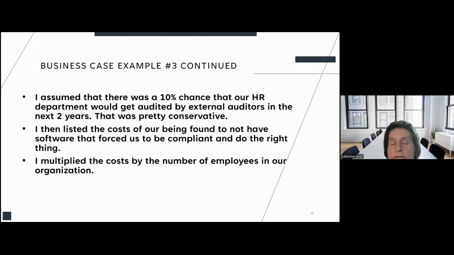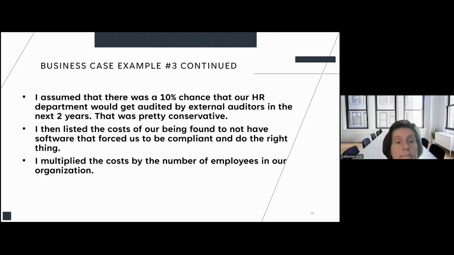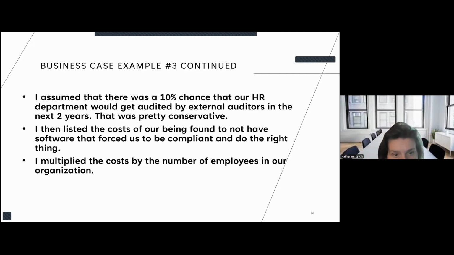I assumed that there was a 10% chance that our HR department would get audited by external auditors in the next 2 years. That was pretty conservative. It was probably a much higher chance than that, probably more like 25%. And I then listed the costs of our being found to not have software that forced us to be compliant and do the right thing, because that's what you would get fined for, not for actually doing the wrong thing, but for not having software that forces you to do the right thing. Then I multiplied those costs by the number of employees in our organization.